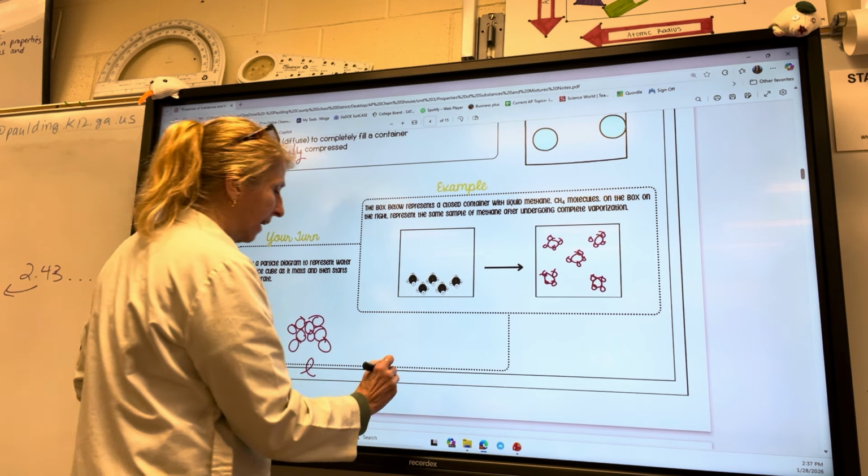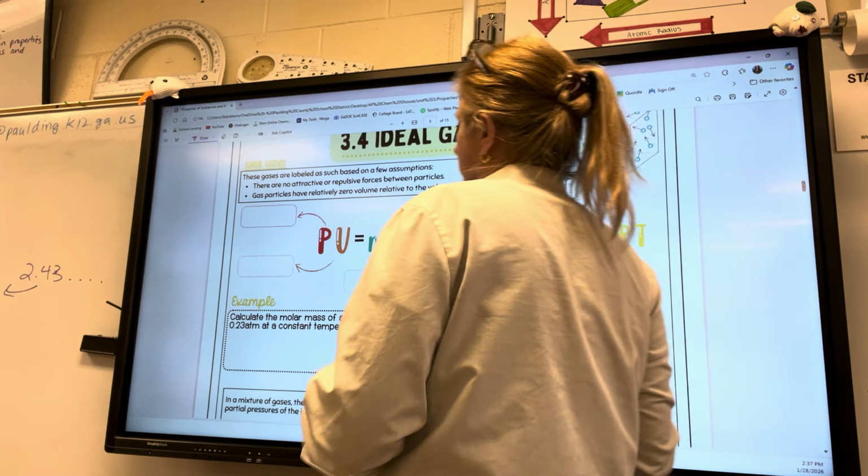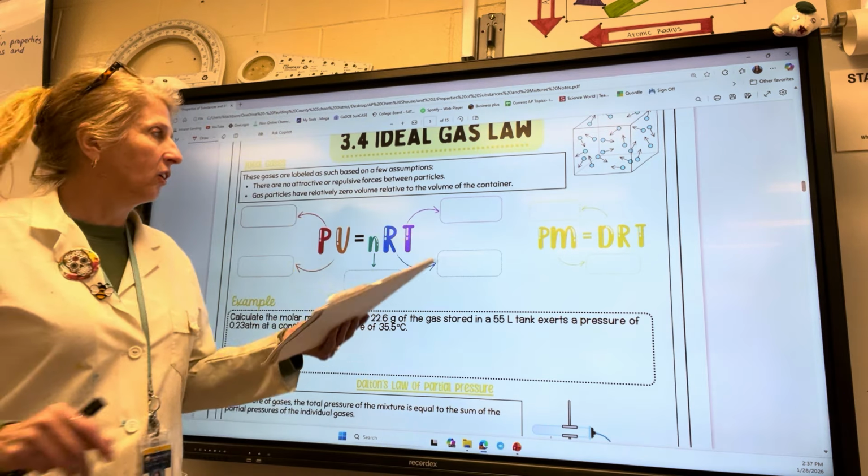Also, another concept you already know from honors. You learned about the ideal gas laws. You learned PV equals nRT.